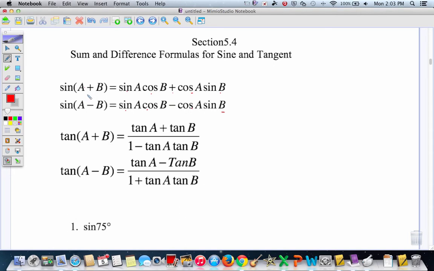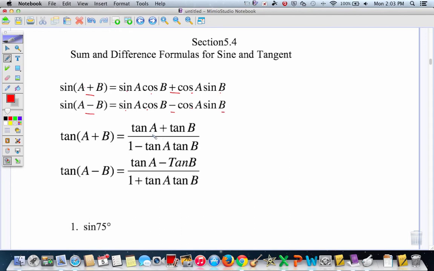Notice, different from cosine, that we have the same operations, or expected operations, in here. For a sum, we add our two products together, and for a difference, we subtract our two products. Tangents, we're going to run into a little bit of work. If we add two angles, tangent of A plus B, the expanded form is in a fraction. So between the fractions and the radicals, we're going to have a little extra work to simplify our fraction, but we'll see that a little bit later.